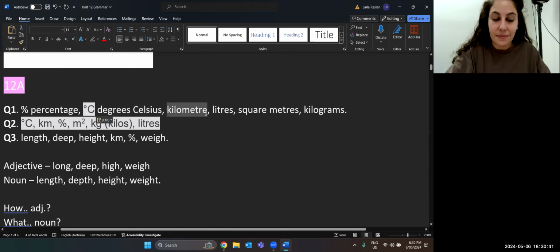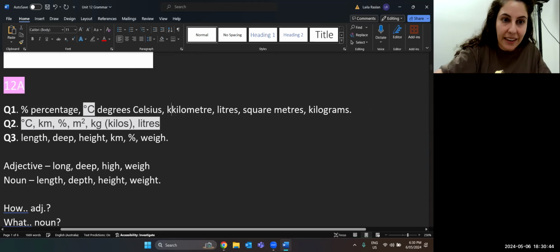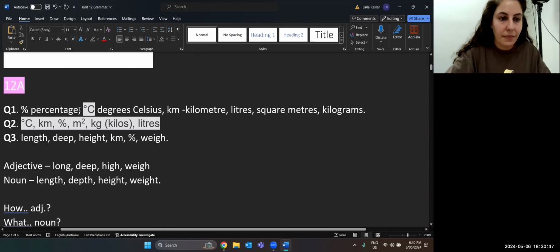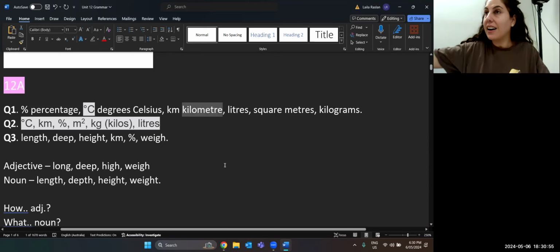Kilometre. Okay, so kilometre, this is the symbol, km. And kilometre shows me how far something is. So I can ask you, how many kilometers is your home from the main city? How many kilometers is our next trip? Do we have to drive? Or how many kilometers did you drive today? Or how far is the markets to your home? How many kilometers?